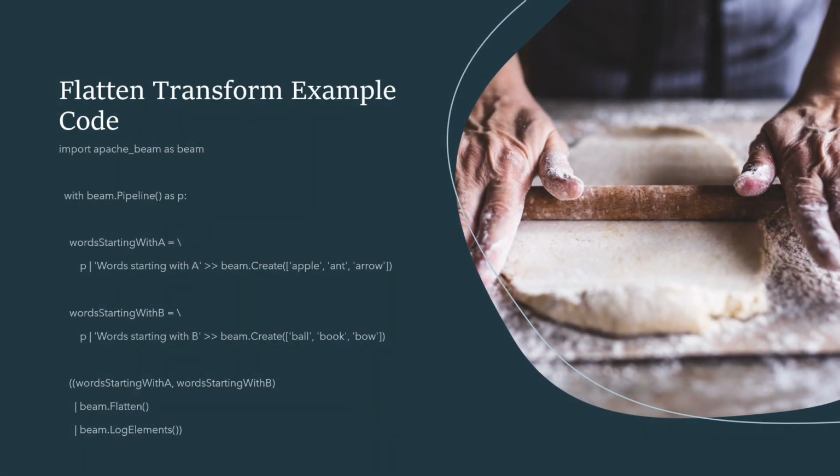All right, let's look at flatten transform example code. Inside our pipeline, we set our output PCollections as words starting with A and words starting with B. We've created our input PCollections and passed in a list using the beam.Create method. Next, we pipe both input PCollections directly into the flatten transform method. Now, alternatively, we could have created a new output PCollection called words starting with A and B to equal a tuple of both input PCollections. But either method will still result in a single PCollection that contains all the elements in the PCollection objects.